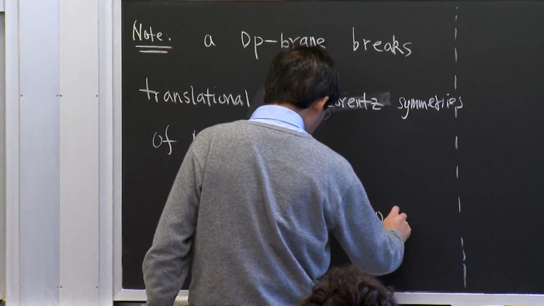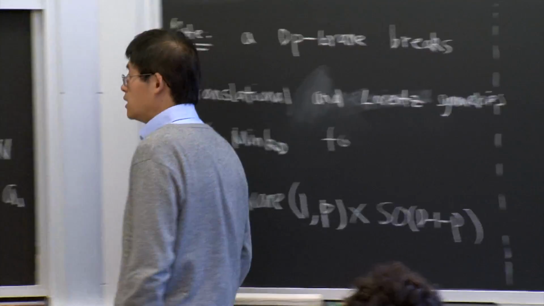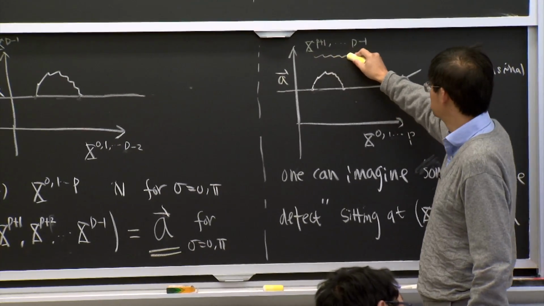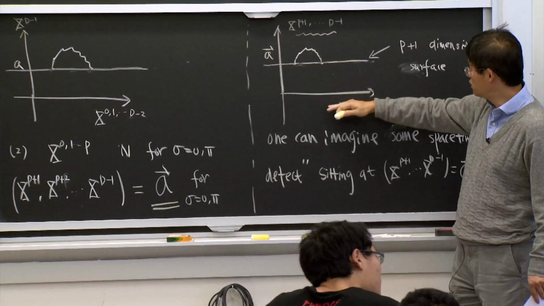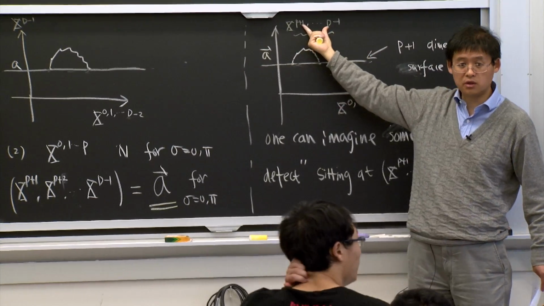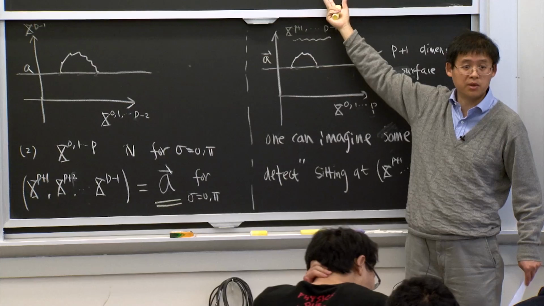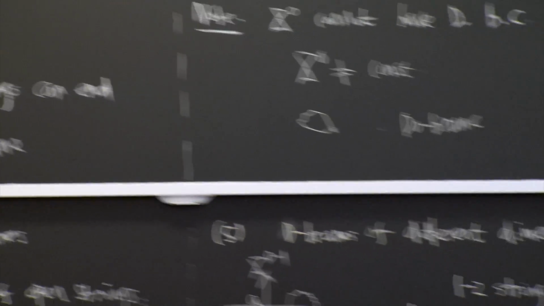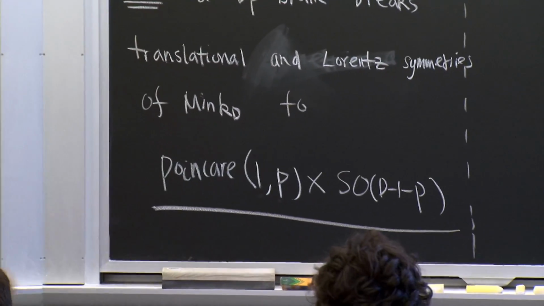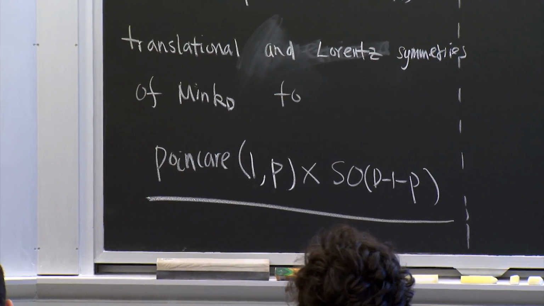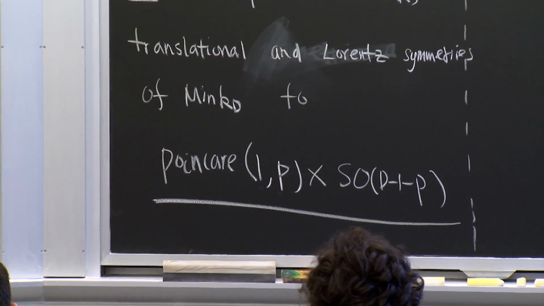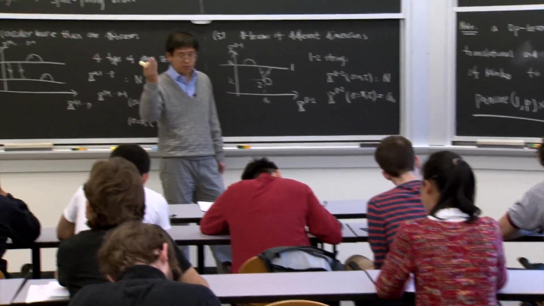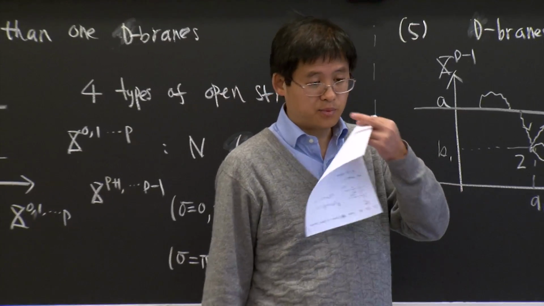So that's d minus 1 minus p. Okay, so that's the rotation among those coordinates. So you have the Lorentz symmetry along the brane directions, then the rotational symmetries along the transverse directions. Okay, so this is for a dp-brane. This is the remaining symmetry, say if you have a dp-brane in the spacetime. Of course, if you have multiple dp-branes, then it's broken even more.